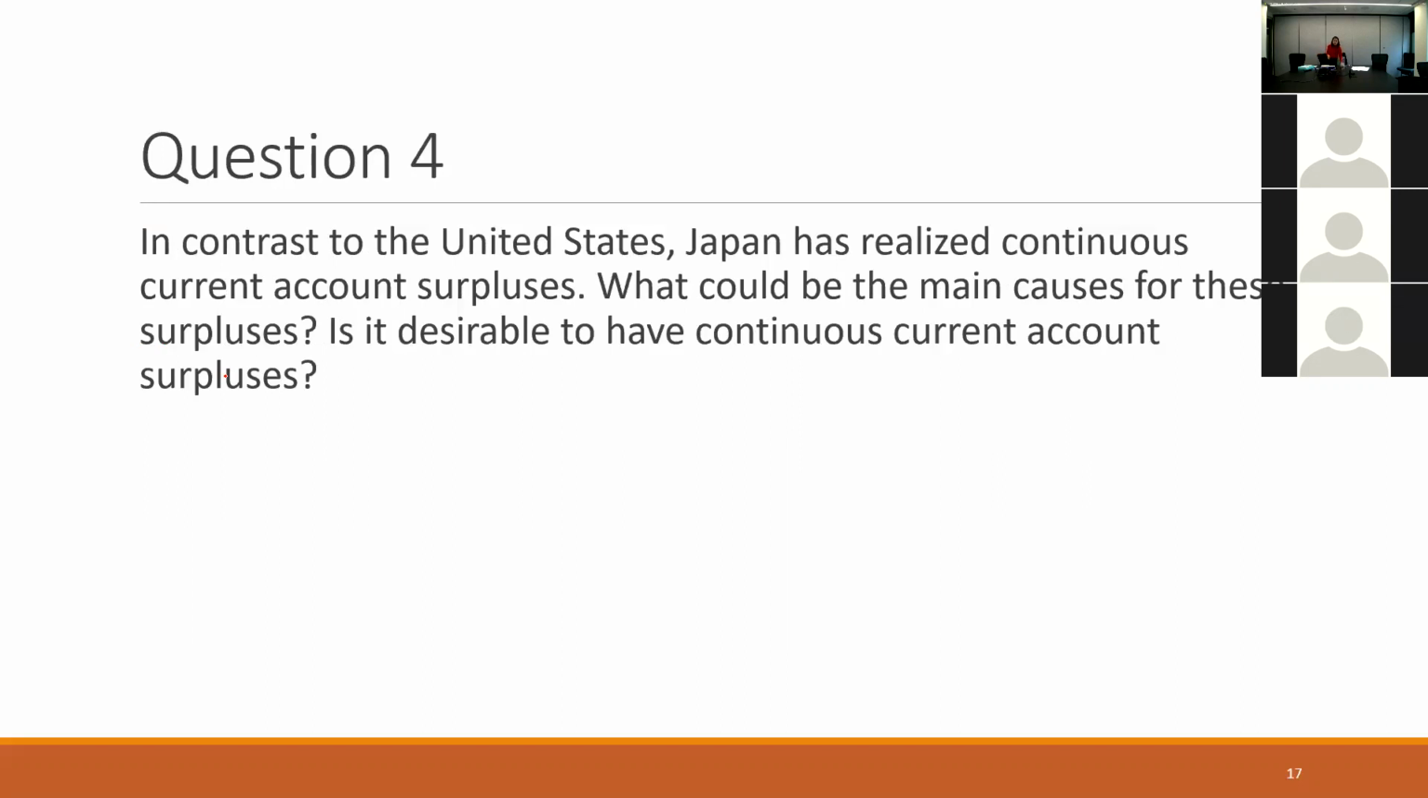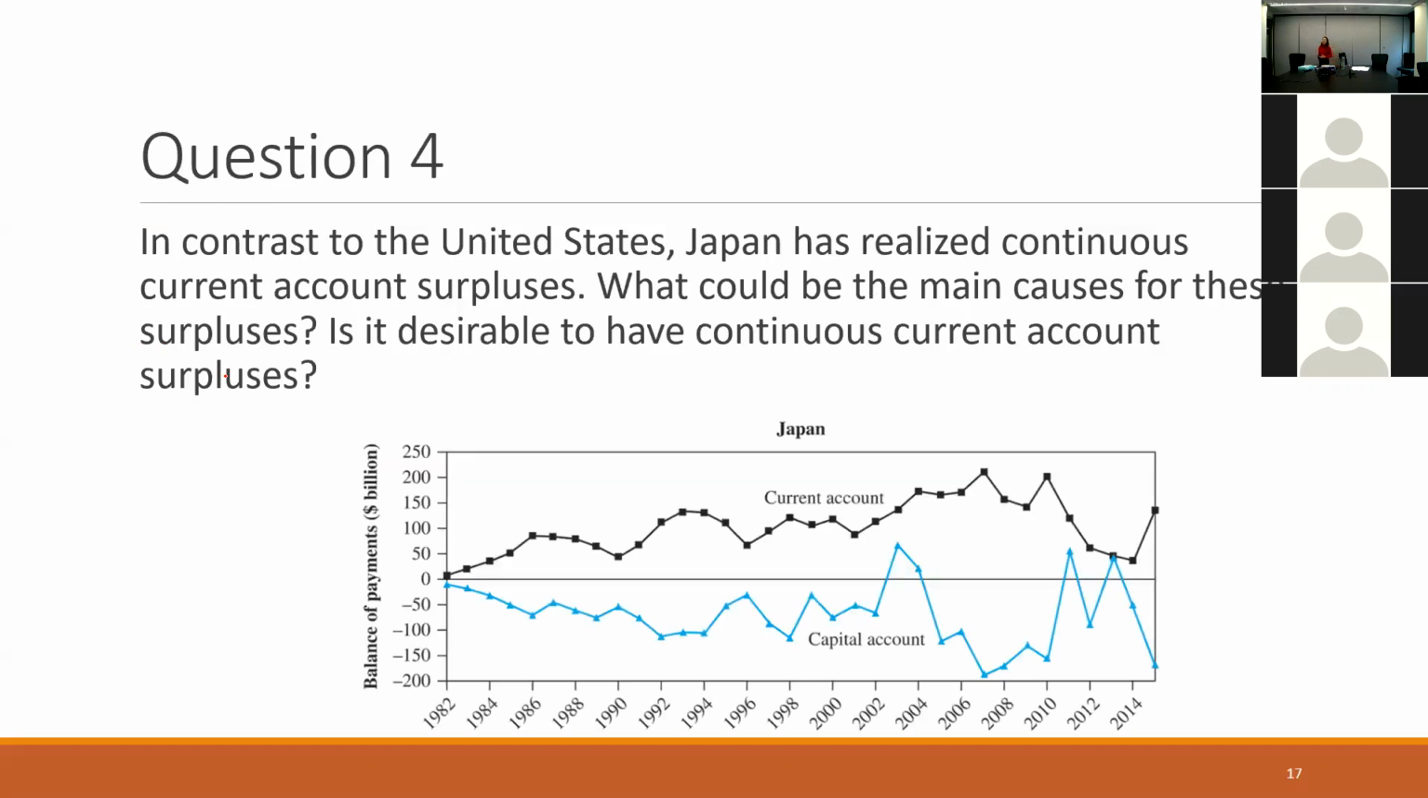I think we have time for one or two more questions. So let's go through question 4. So in question 4, we are talking about an opposite case. So we're talking about Japan, where their trade balance is exactly the opposite to the US.